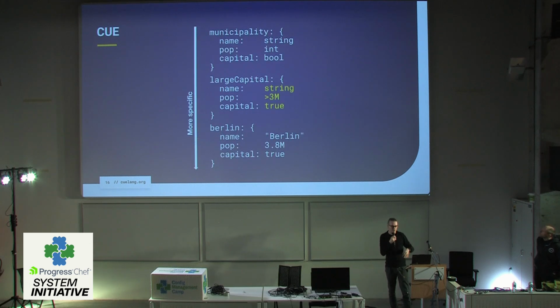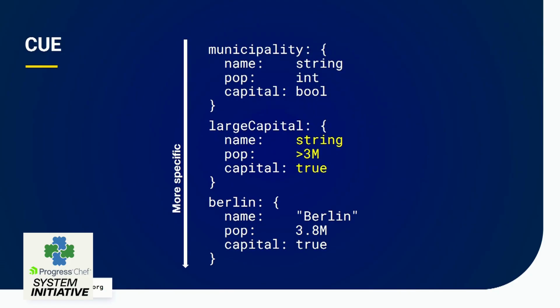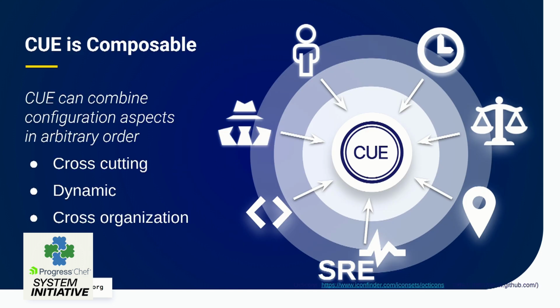So here you see this in practice, right? At the top we have a schema. This is very much like you would see in Go or a programming language, where you have a type or a schema. At the bottom you have data. That's really JSON with syntactic sugar. And in the middle you have something in between a municipality and a specific city. You can say we can have a large capital where we don't know the name. We say population, we define it to be at least 3 million, and we say it must be a capital, right? So you can see there's a continuum from what you can specify in configuration.